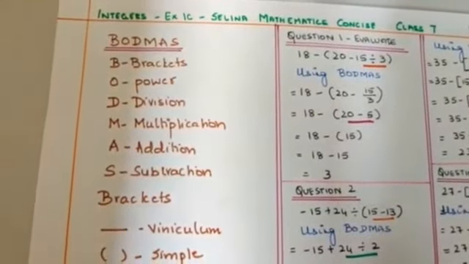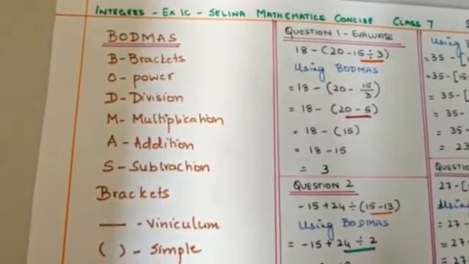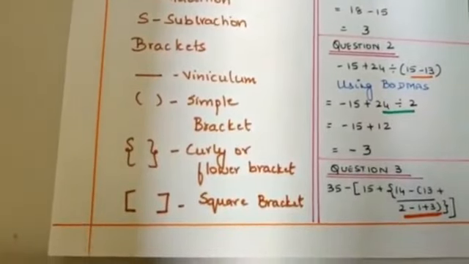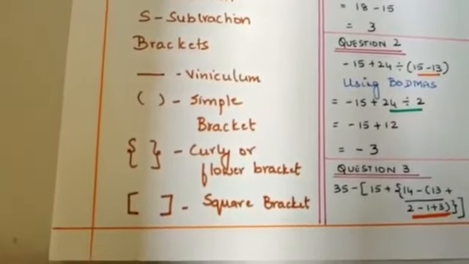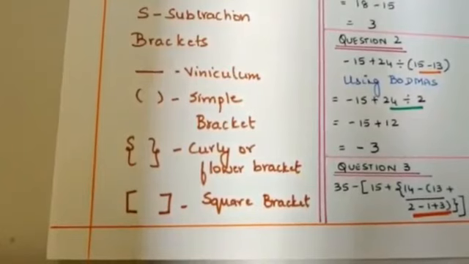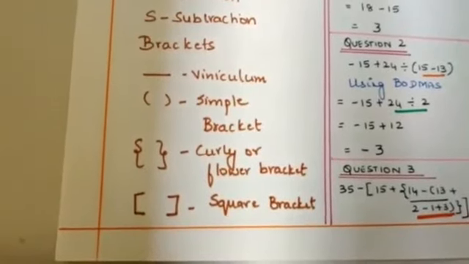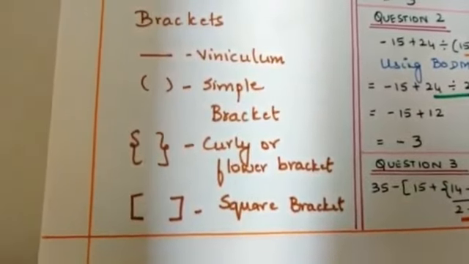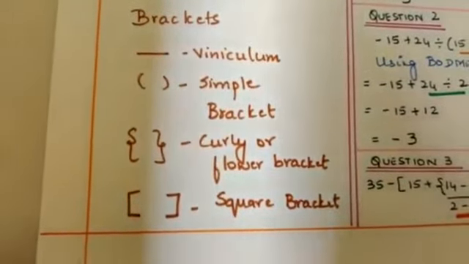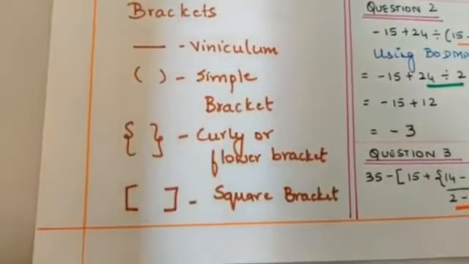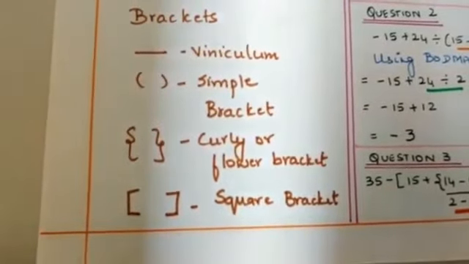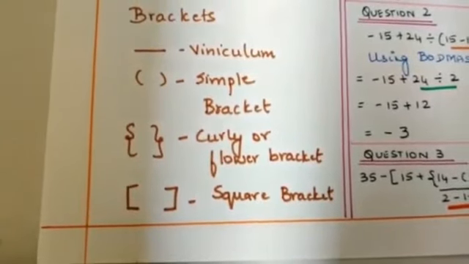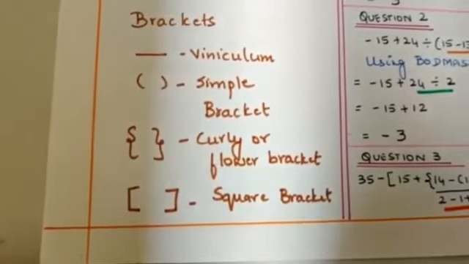Now, we also have brackets in all the sums in this exercise. So, what are the brackets that we need to follow? If there is a single line written over the numbers, that bracket is called vinculum, and that's the first bracket that we need to use. Simple bracket, most of you know what a simple bracket is, and I have mentioned it in the slide here. Next we have the curly bracket or the flower bracket, and then we have the square bracket. So for brackets, the order is vinculum, simple bracket, curly bracket, and the square bracket. The curly bracket is also called the flower bracket.